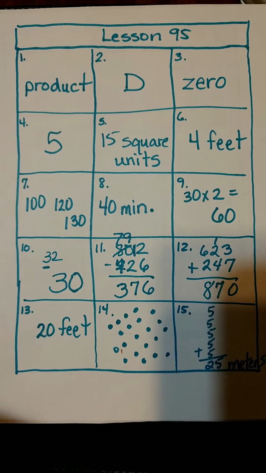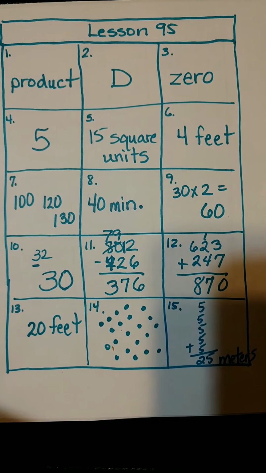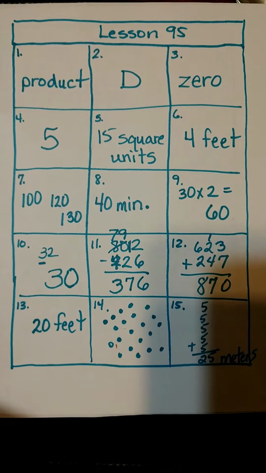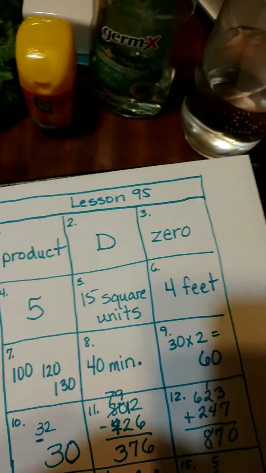On number 14, how many groups of 3 can you make? Circle them. I went ahead and I drew 21 dots. And then all I have to do is color in or circle.